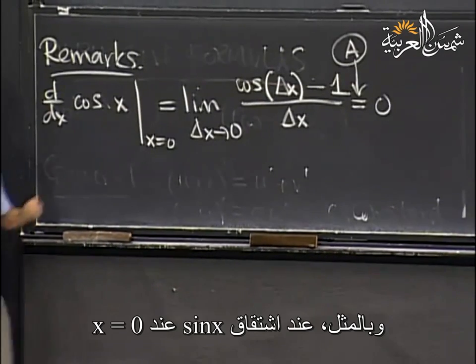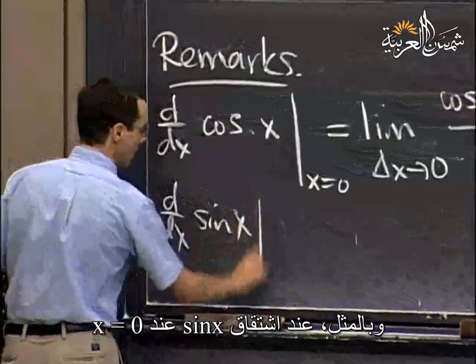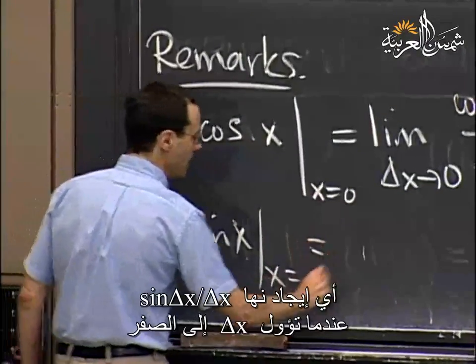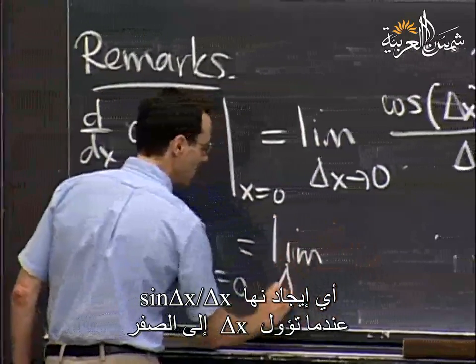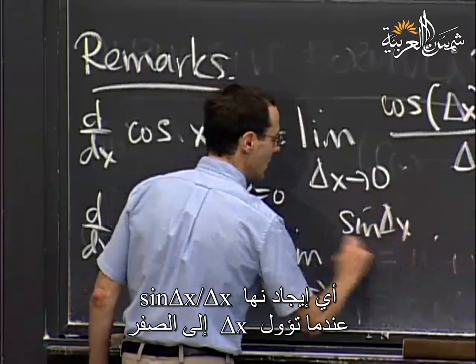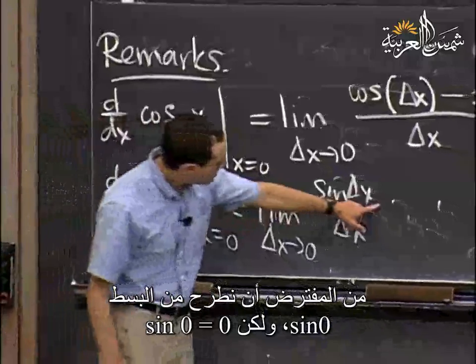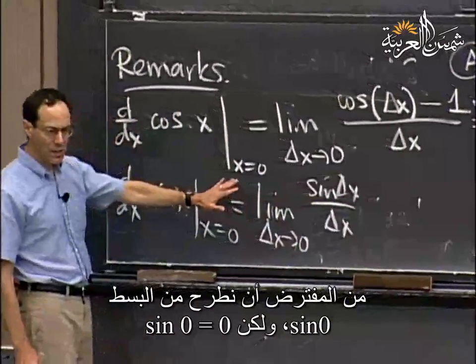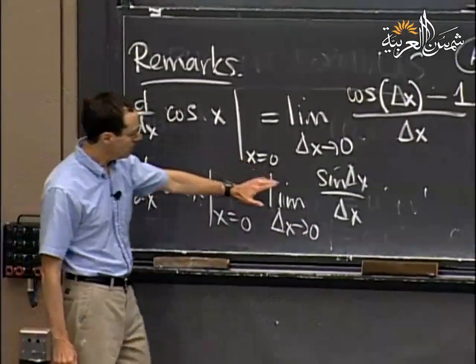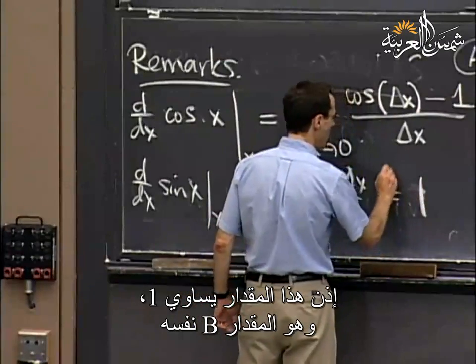And similarly, if I take the derivative of sine x at x equals 0, then that's going to be the limit as delta x goes to 0 of sine delta x over delta x. And that's because I should be subtracting sine of 0, but sine of 0 is 0. All right? So this is going to be 1 by our property B.